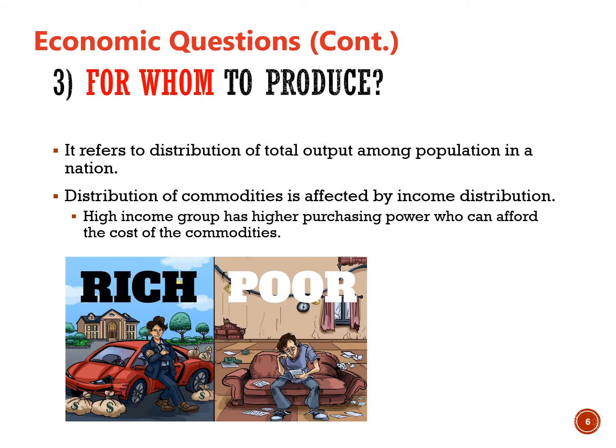The for whom to produce question refers to the distribution of total output among the population in a nation. Distribution of commodities is affected by income distribution. The high-income group can enjoy more commodities in an economy. This is because the high-income group has higher purchasing power and can afford the cost of the commodities.